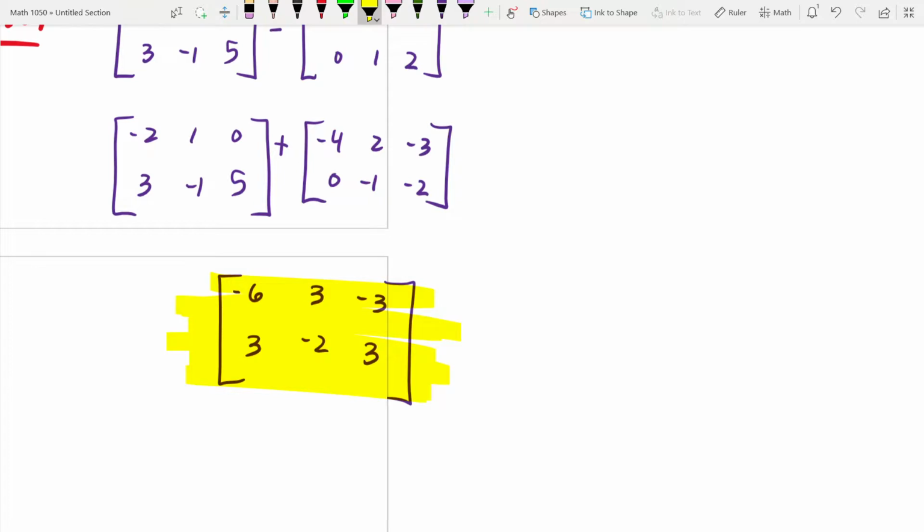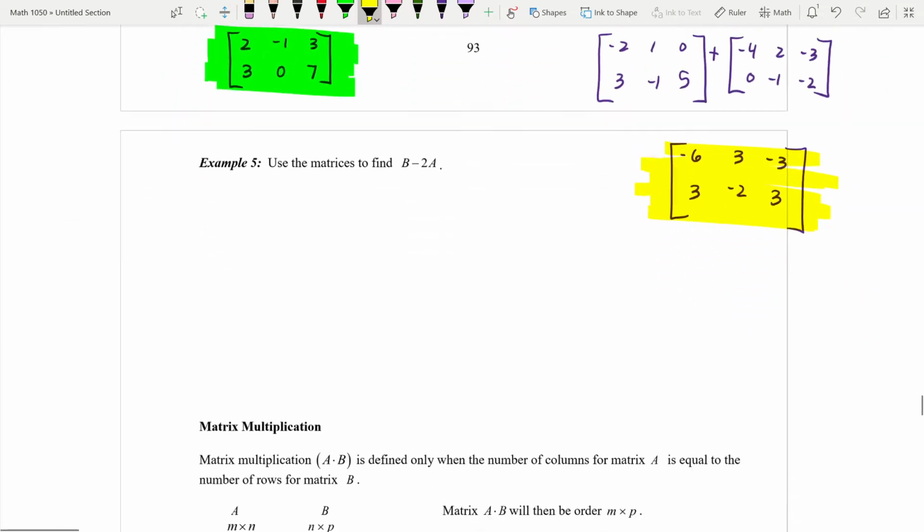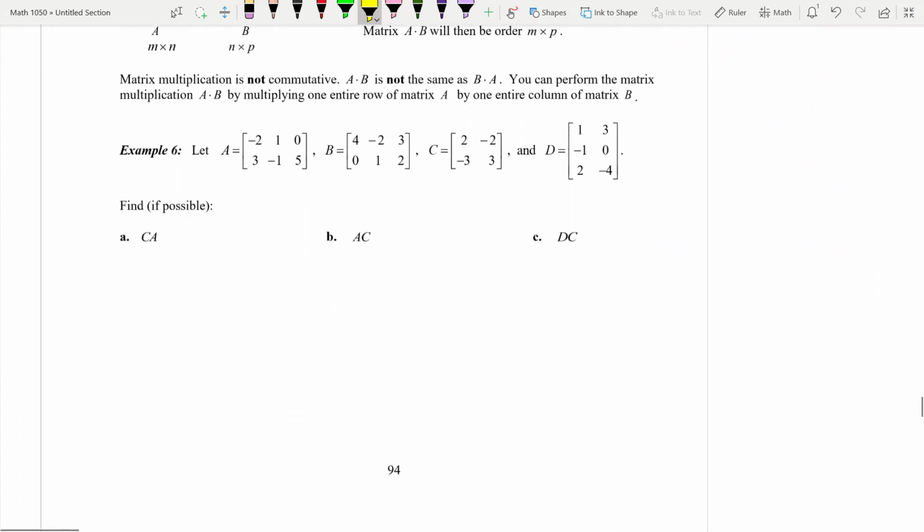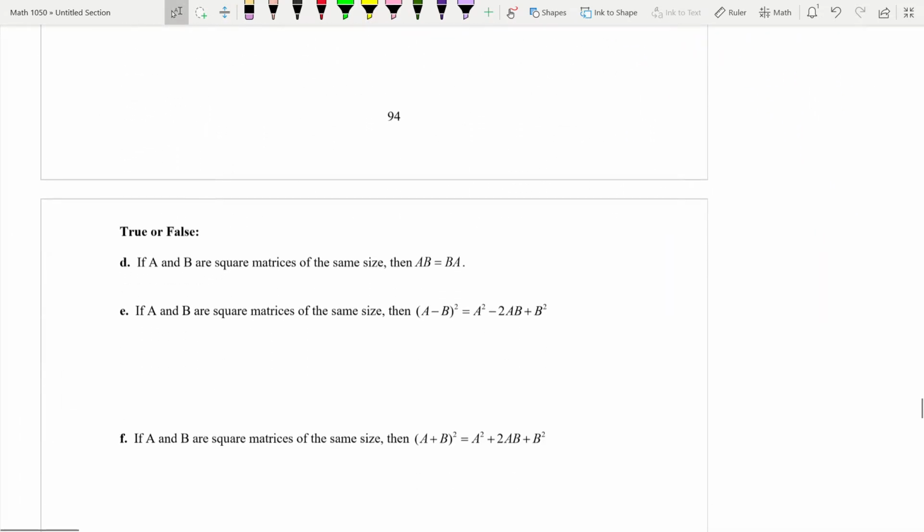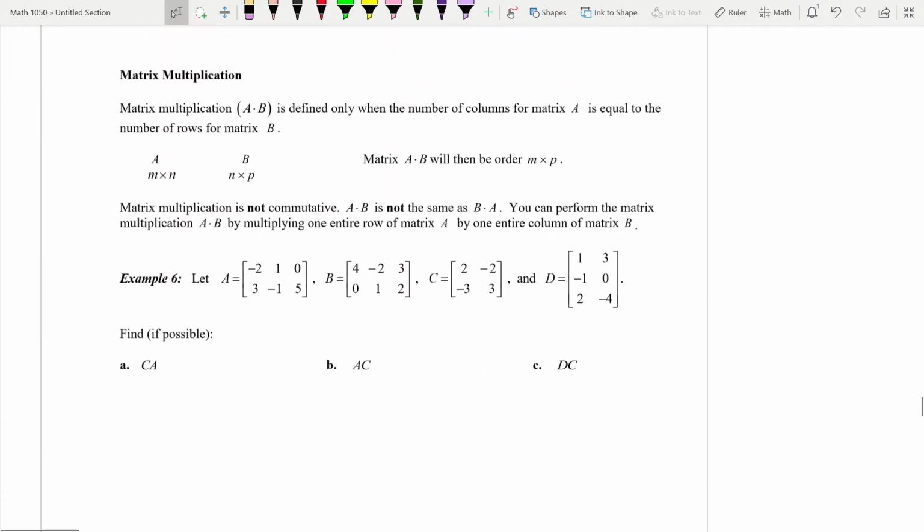Okay? Who says, I like this kind of matrices? This stuff is easy. Okay, great. Let's keep going. No, I'm not saying anything negative. I said great. I said great.